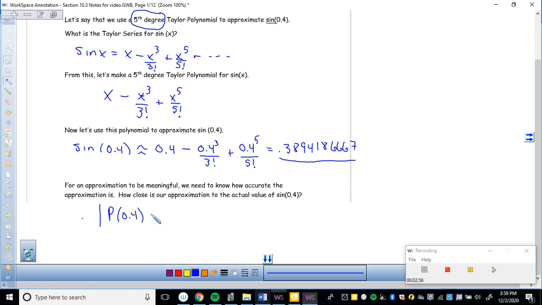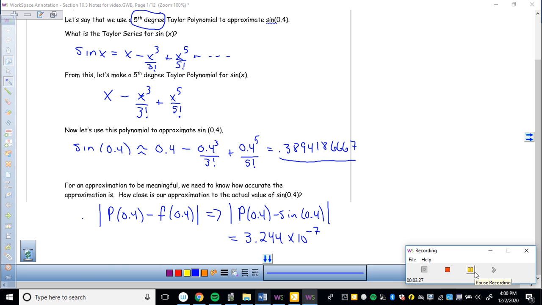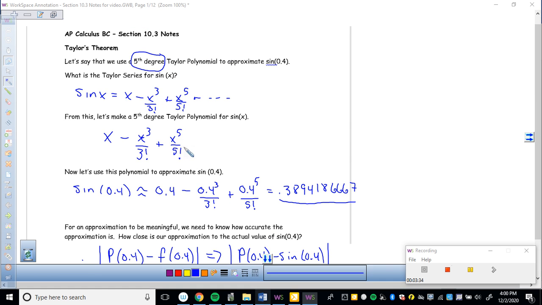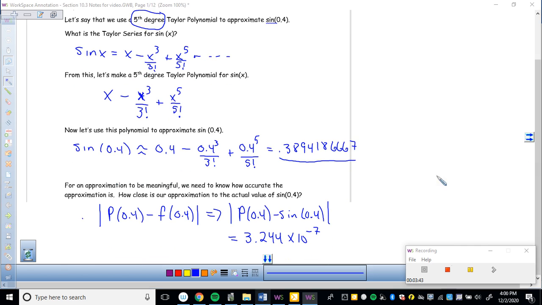To do this, we can take the absolute value of the difference between our approximation using the series minus the actual function value, and we take an absolute value because we like error to be positive. So we'll take the absolute value of this 0.3894 minus the actual value of sine of 0.4, to see how close our approximation is. And that error comes out to be 3.244 times 10 to the negative 7. So we get a really good approximation, even if we only go out to the 5th degree. We certainly could get a better approximation if we used more terms, but really a very nice approximation only going to the 5th degree.